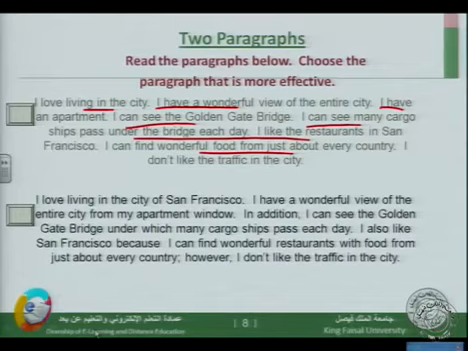Okay? Let us read the second paragraph. I love living in the city of San Francisco. I have a wonderful view of the city from my apartment window. In addition, I can see the Golden Gate Bridge, under which many cargo ships pass each day. I also like San Francisco because I can find wonderful restaurants with food from just about every country. However, I don't like the traffic in the city.